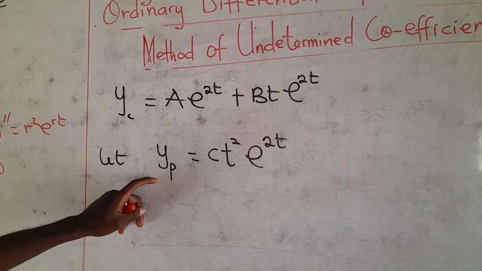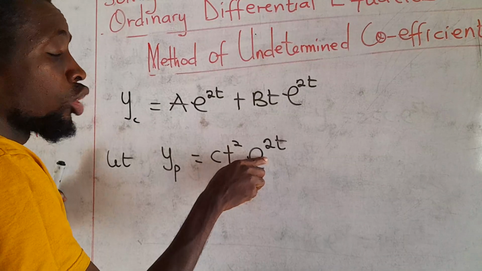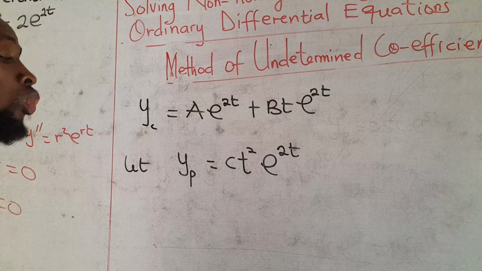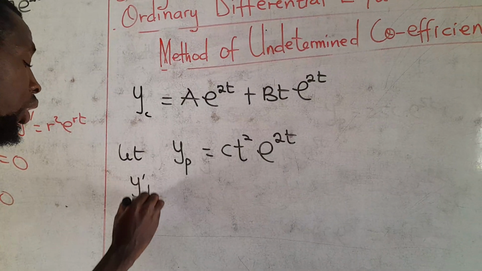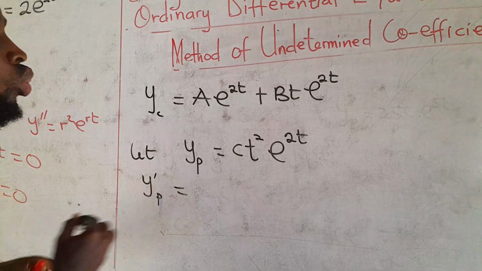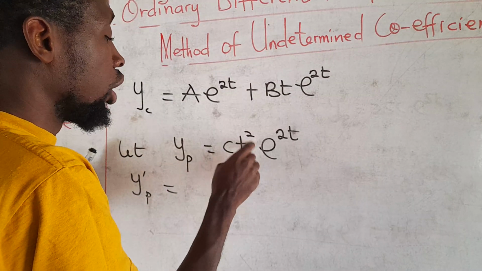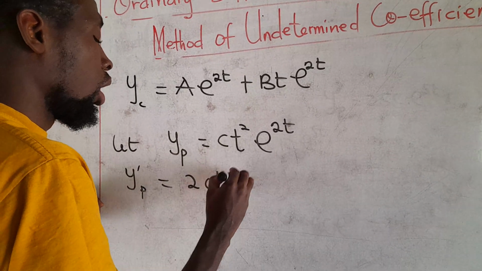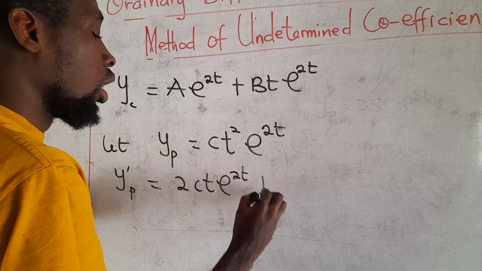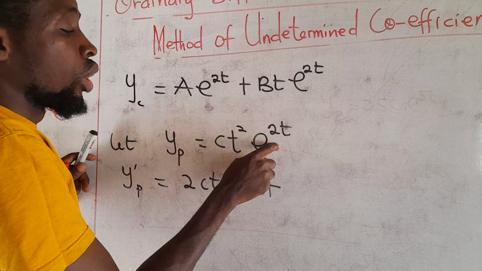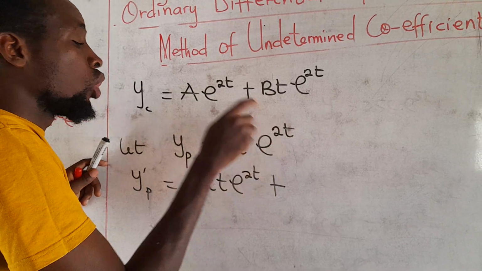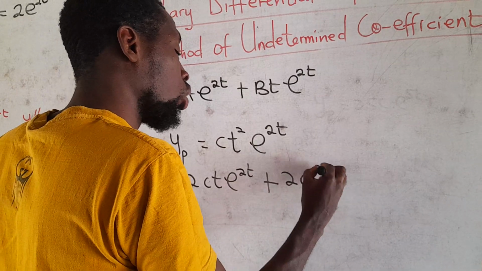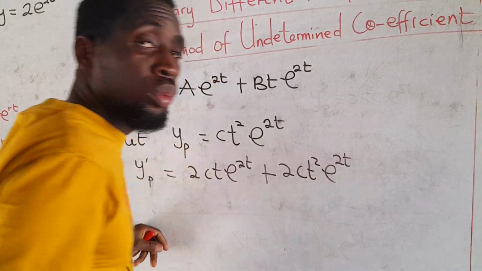So now we differentiate this. Remember, t squared is multiplying e exponent 2t. That will be two different functions multiplying each other. We use the product rule. So our y prime of p will be equal to, we differentiate t squared, we'll get 2ct e exponent 2t, then plus. So we differentiated t squared and we keep e exponent 2t. Now we differentiate e exponent 2t and keep t squared. We'll get 2c t squared e exponent 2t.